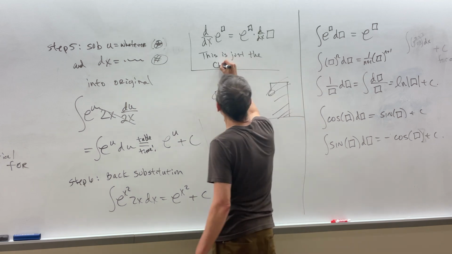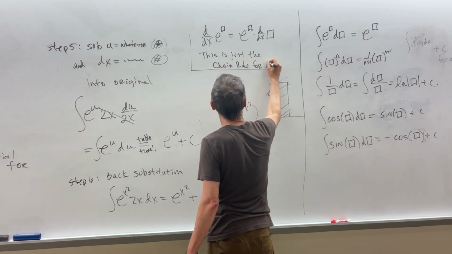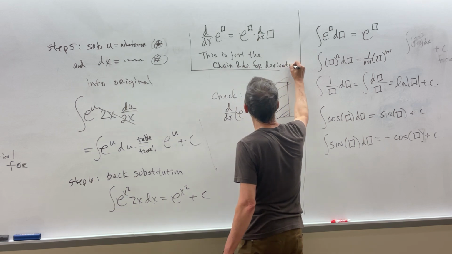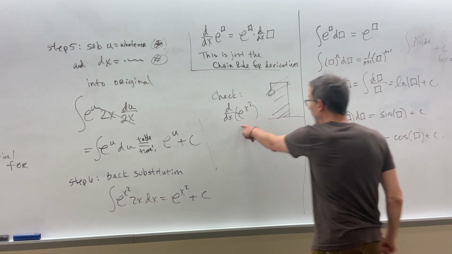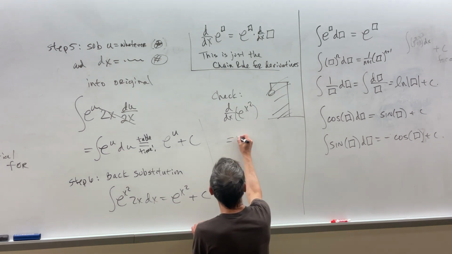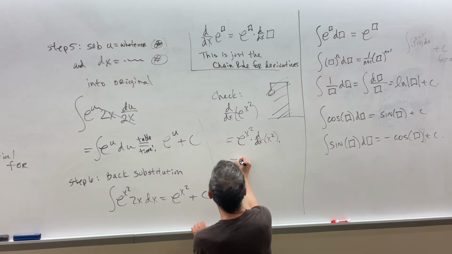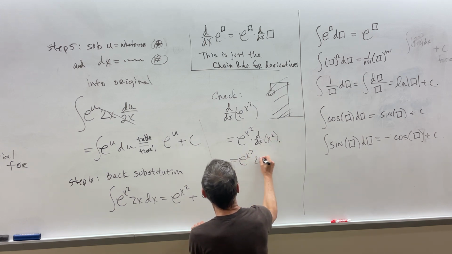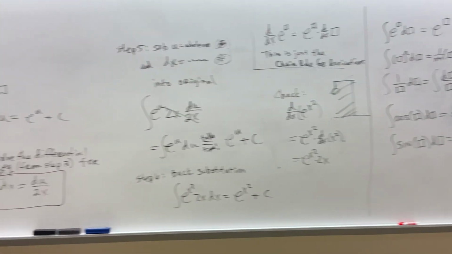So this is the chain rule for differentiation. To take this derivative, I just copy down the original problem times the derivative of x squared. And that is just 2x. Done. And that is our original integrand, so we know we did it.